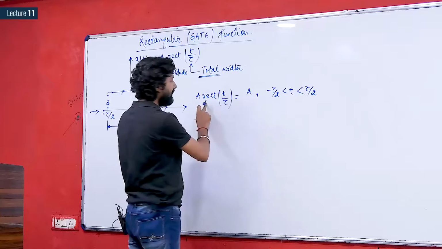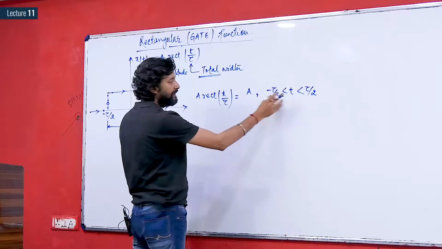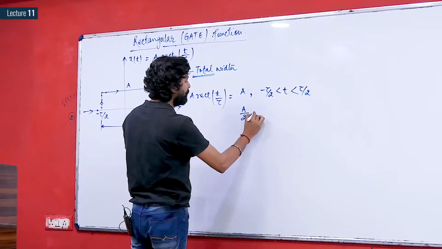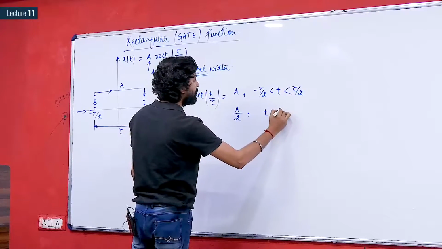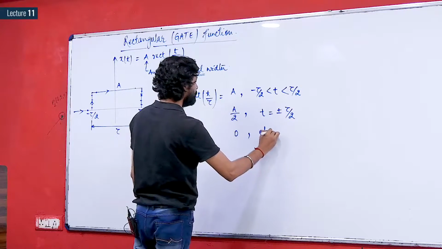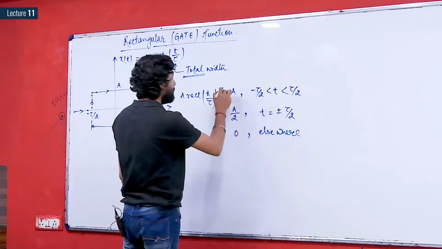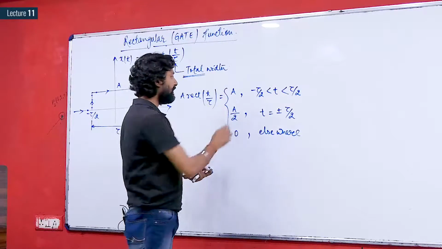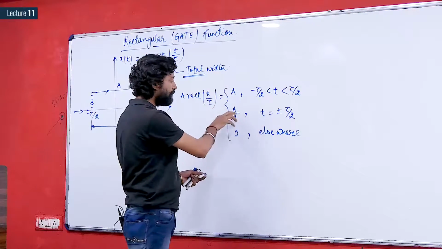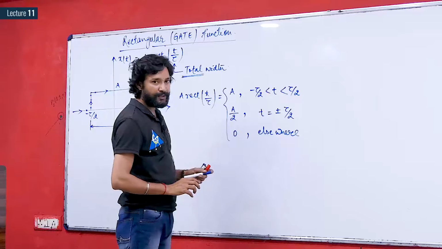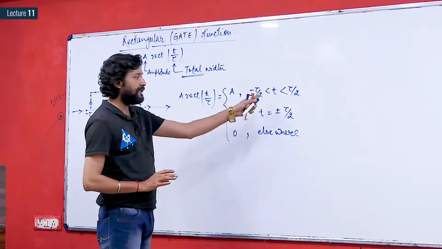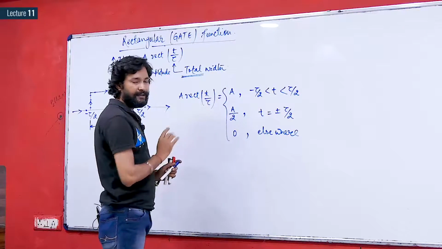So you can write a rectangle of t upon tau as a in the duration minus tau by 2 to tau by 2. The value can be approximated to a by 2 for t exactly equal to plus or minus tau by 2, and it is 0 elsewhere. That is, it is constant at a if the time is between minus tau by 2 and plus tau by 2, a by 2 at t equals plus or minus tau by 2, and 0 outside this interval, that is for t greater than tau by 2 or t less than minus tau by 2.